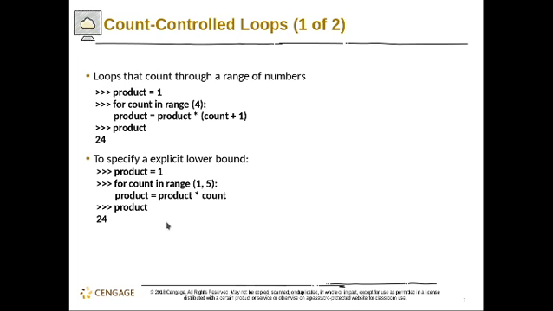Now we have another example of a loop that counts through a range of numbers. Here you can see the variable is count. For the first iteration, the initial value of product is 1 times count plus 1. Since it's the first pass, count is 1 plus 1, so you have 2 times the value of the product, which is 1. The new value of the product is now 2. That's for the first pass.